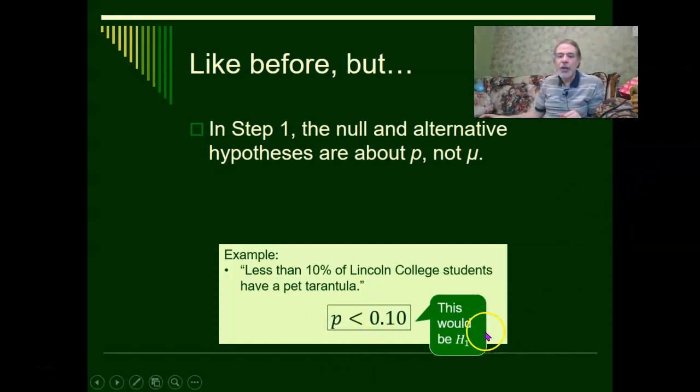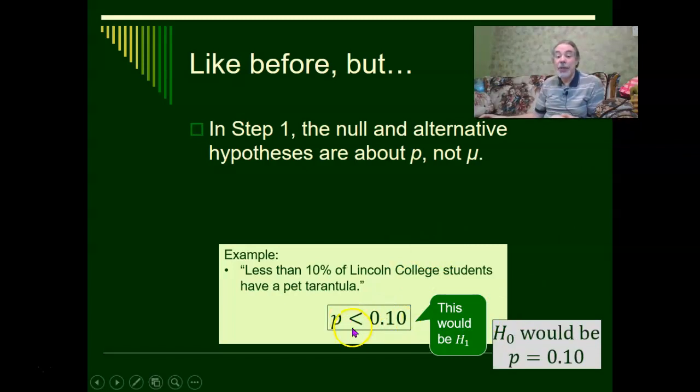And so this would be your alternative hypothesis if you were actually going to test this claim. It's the alternative hypothesis because it does not have an equal sign. Instead, it has a less than sign. It's indicating a difference, that you're less than 10%. So the null hypothesis in this case would be the same thing, but with an equal sign. It would be that p is equal to 0.10. So that would be that it's not less than 10%, it is 10% or possibly more.